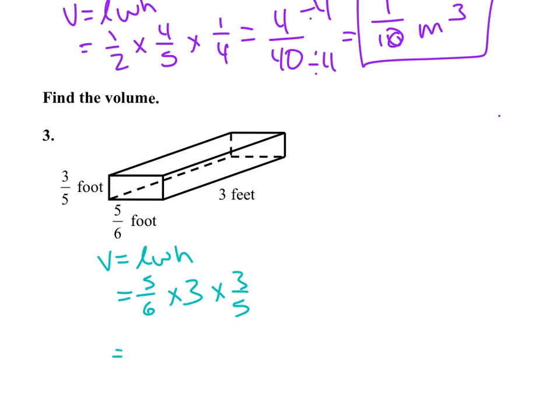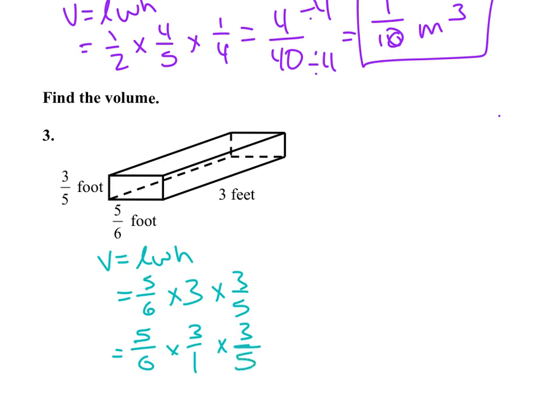From here, we're going to change our whole number into a fraction. And how do you change a whole number into a fraction? You put a 1 underneath it. So let's rewrite it. We've got 5/6 times 3 over 1 times 3 over 5.